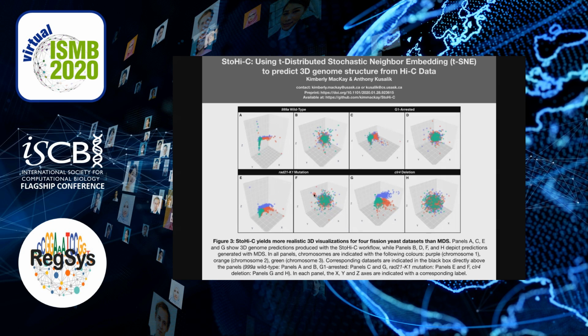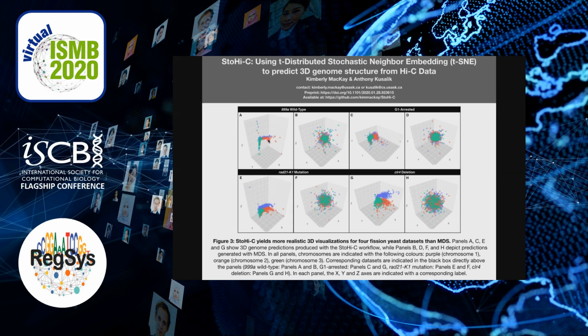And so you'll see, if you're familiar at all with known hallmarks of fission yeast genome organization from the years of microscopy images that already exist in the literature, that with the StoHi-C workflow, we're able to get a lot more biologically relevant structures appearing in our predictions. So things like the Rabl configuration of the chromosomes, where centromeres are clustered on one end and telomeres are clustered on the other end, and the chromosomes form this little hemispherical region. So that's a brief overview of the results.